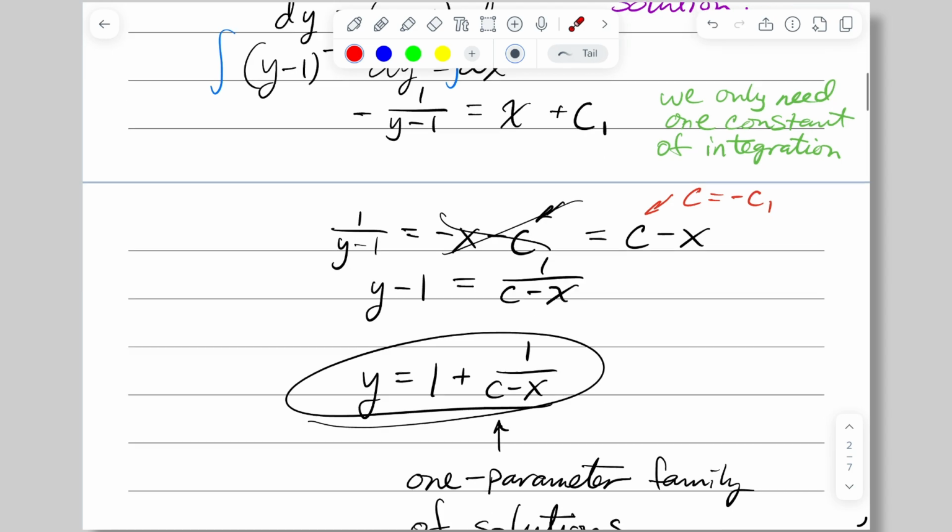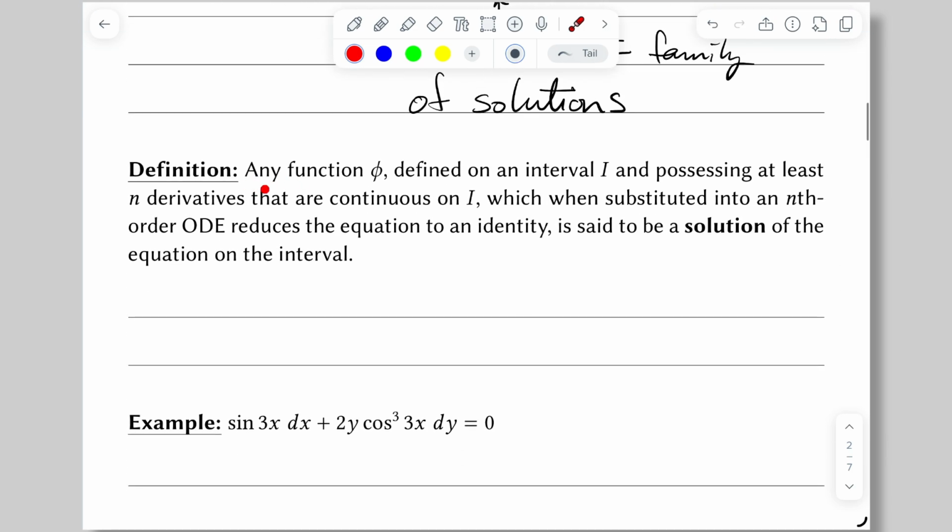What makes a solution? Any function, here's the Greek letter phi, but any function phi defined on an interval and possessing at least n derivatives that are continuous on an interval, which when substituted into an nth order ordinary differential equation reduces the equation to identity, is said to be a solution of the equation on the interval. Oh my gosh, that was a lot.